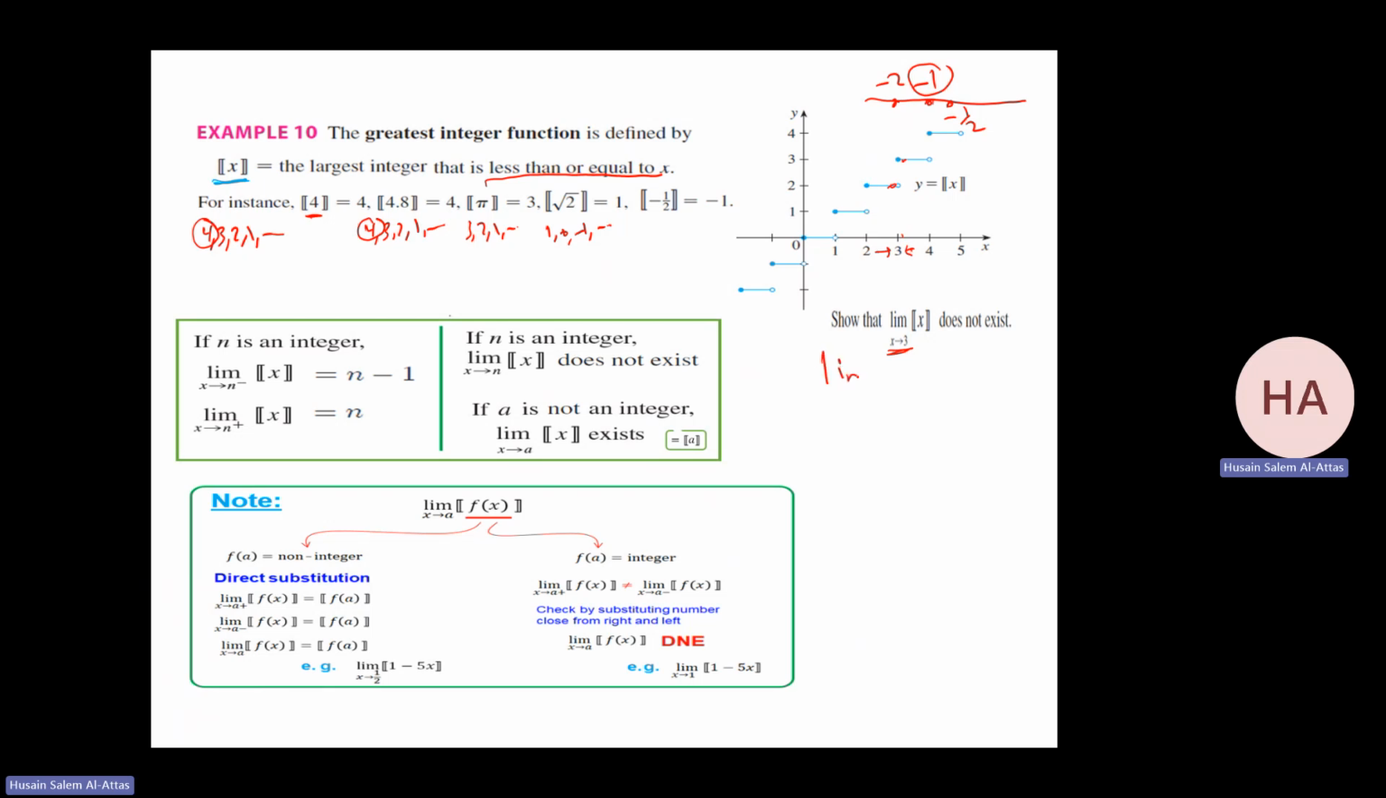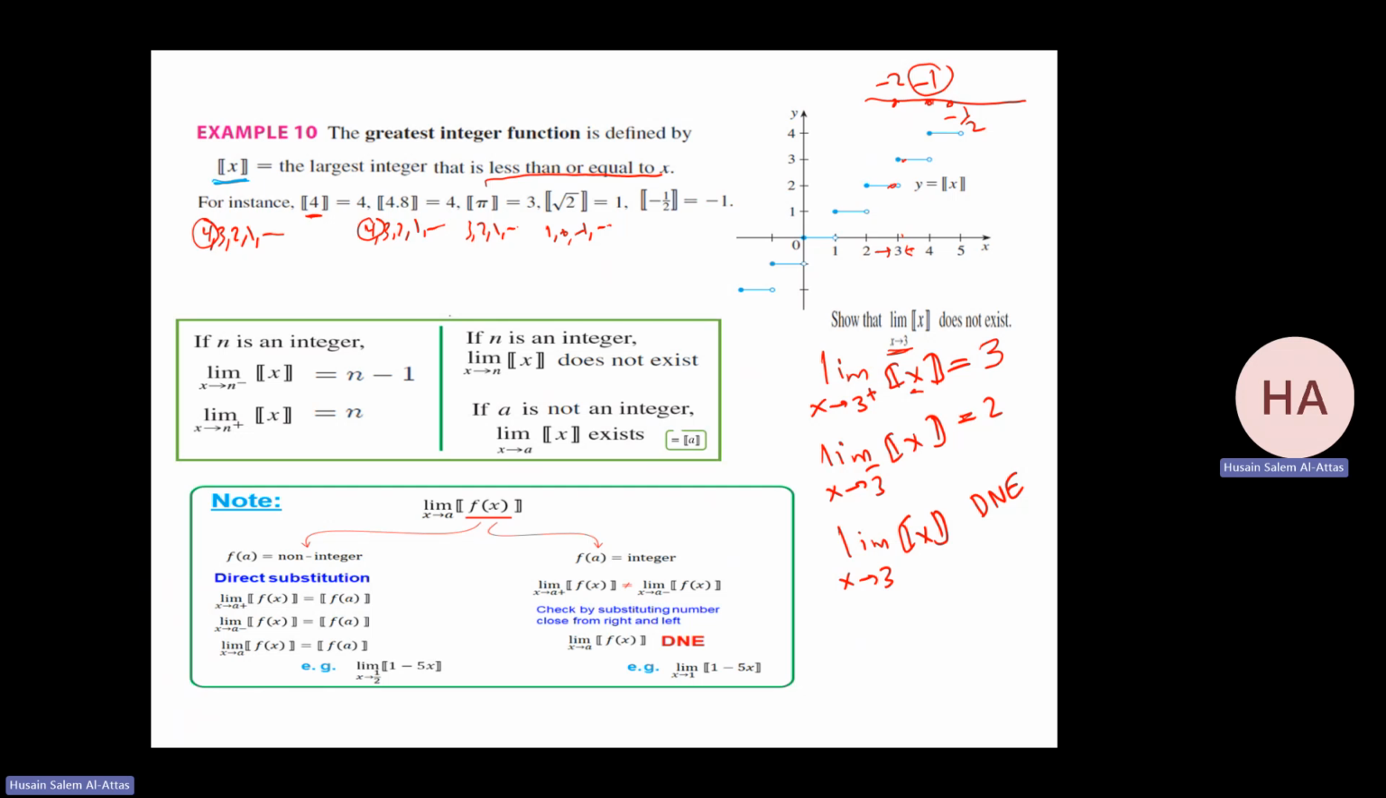So check the limit as x goes to 3 from right for the greatest integer of x. Right means 3.001. Plug it here. What's the greatest integer? It will be 3. But if you do x goes to 3 from left, what value will I try? 2.999. So what's the greatest integer? It will be 2, because if you put 2.999, the integers less than or equal to 2.999 are 2, 1, 0, and so on. The largest one will be 2. So the limit as x goes to 3 of the greatest integer of x does not exist.